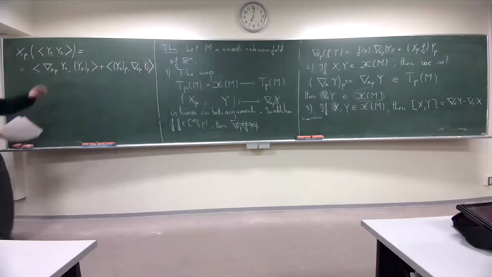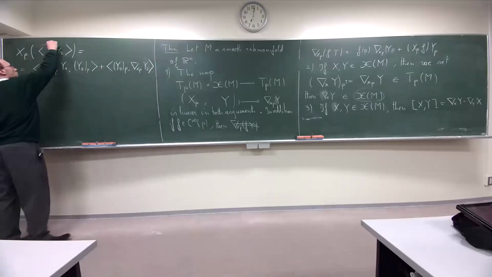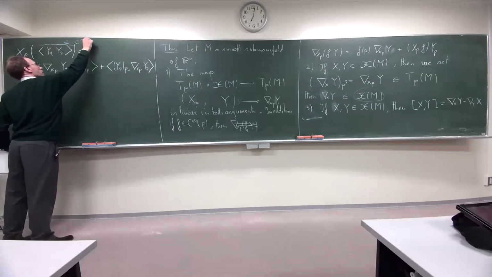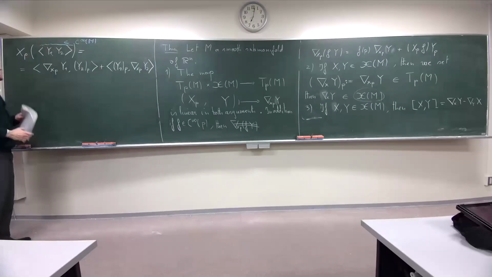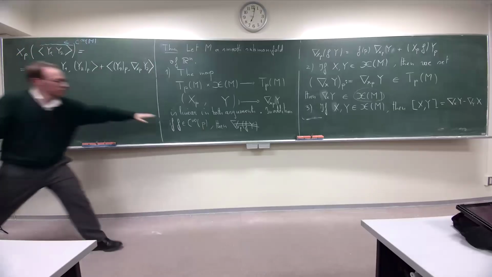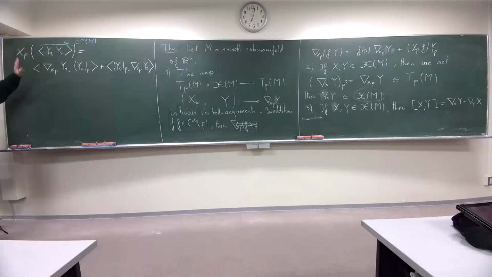So let's just check the meaning. Remember, this is a smooth function on M. So we can apply this guy, because the smooth function is in particular an element of the C infinity of P. And we get a number.